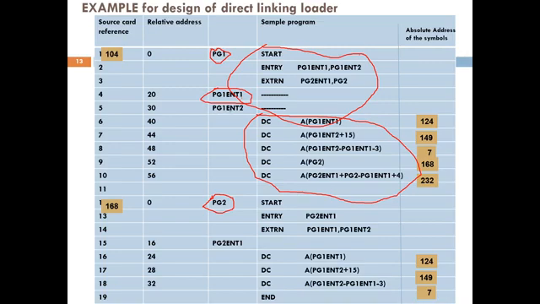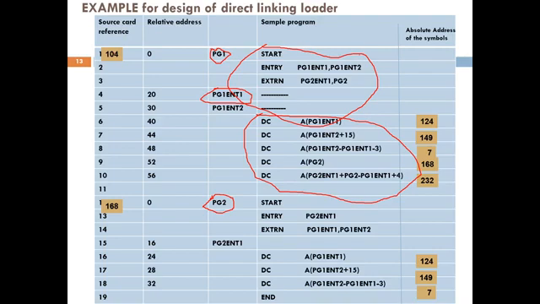Similarly, PG2ENT2 is nothing but 134, right? So we will add what value? First the base register value. We call it a base register value because the starting point of the address, your main memory address, is going to be loaded in your base register. That we will come back to again.